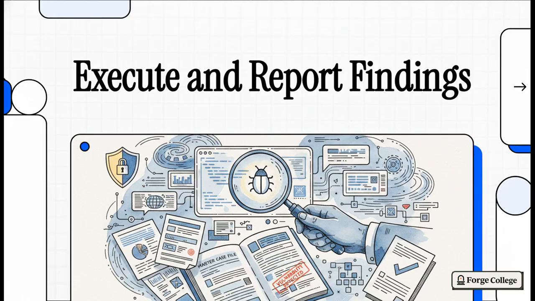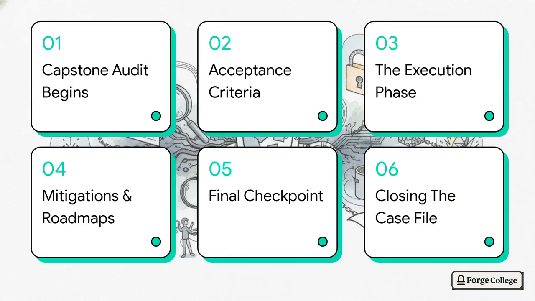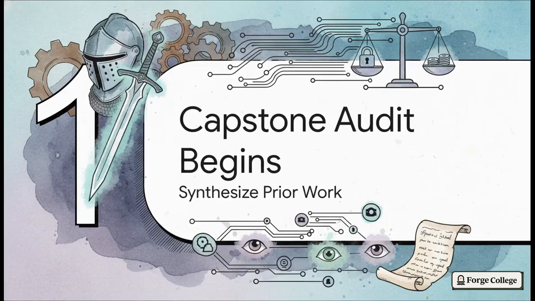Okay, so here's our roadmap for this explainer. We're going to kick things off with the capstone audit begins, outline your audit acceptance criteria, and then we'll jump right into the execution phase. After that, we'll cover mitigations and roadmaps, hit our final checkpoint with reproduce, interpret, and act right before closing the case file.